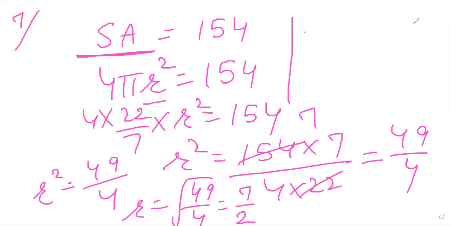Now you can find out the volume easily by using the formula 4 upon 3 pi r cube. Okay, next question number 8.